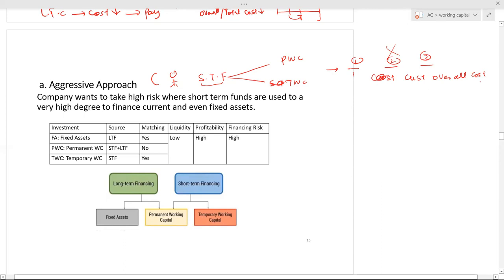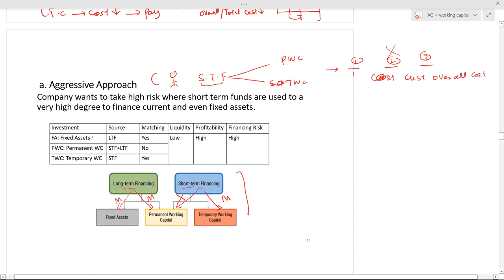Now, if you look at this diagram, long-term funds are being used to buy fixed assets, matching is there. Long-term funds to buy permanent working capital, matching we are following. Short-term funds we are using to buy temporary working capital, matching is followed. If you're using short-term funds to buy permanent working capital, matching is not followed. Okay, so the same thing is reflected in this table.